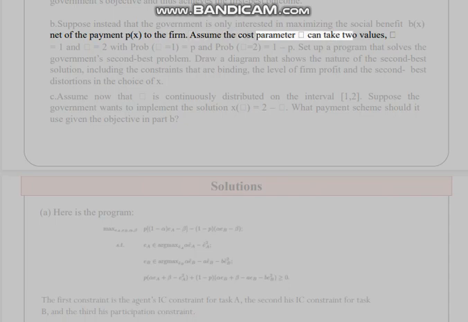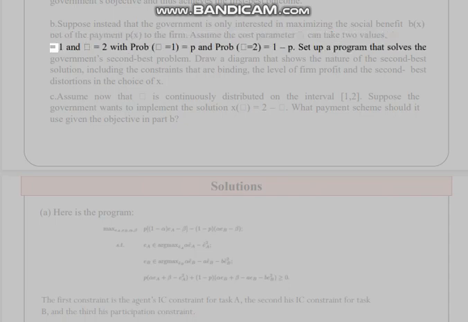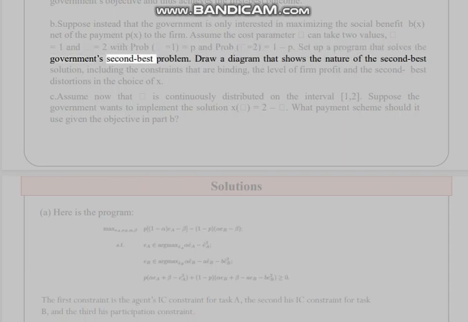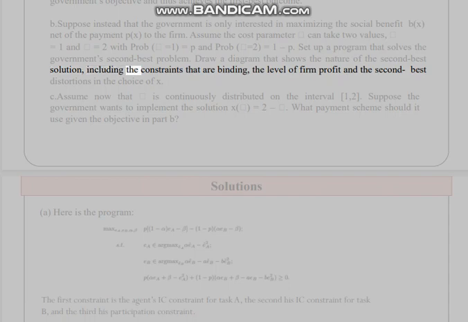Assume the cost parameter θ can take two values, θ equal to 1 and θ equal to 2, with prob(θ equal to 1) equal to p and prob(θ equal to 2) equal to 1 minus p. Set up a program that solves the government's second best problem. Draw a diagram that shows the nature of the second best solution, including the constraints that are binding, the level of firm profit, and the second best distortions in the choice of X.